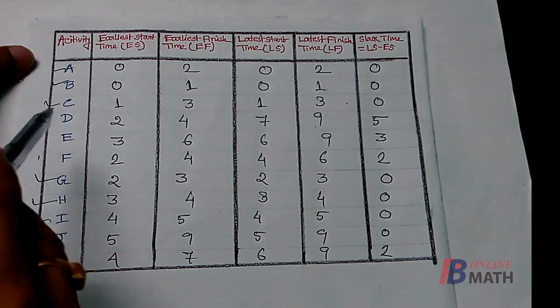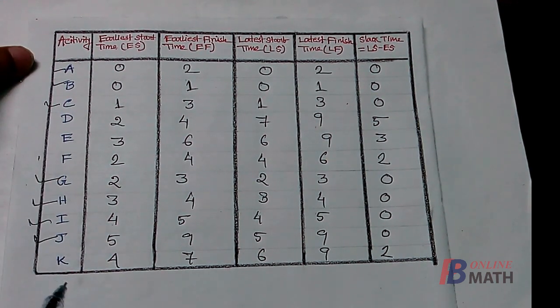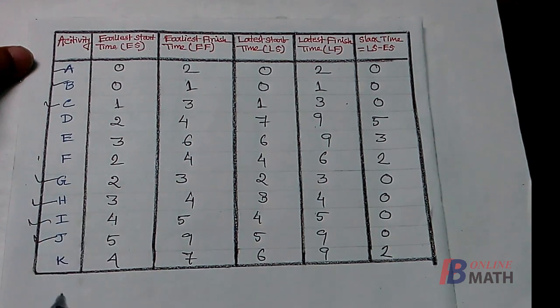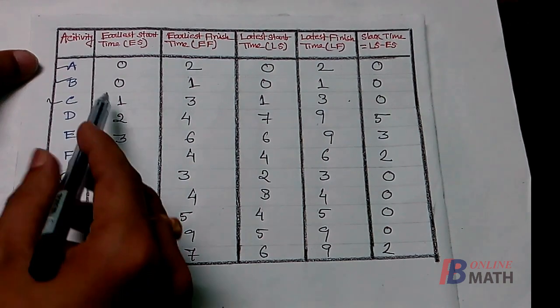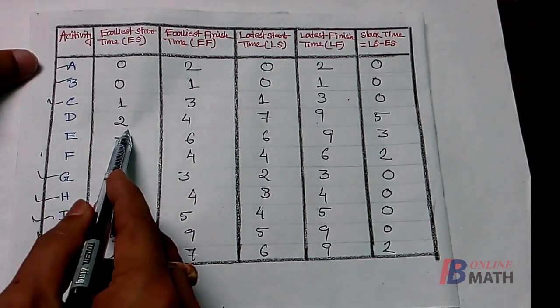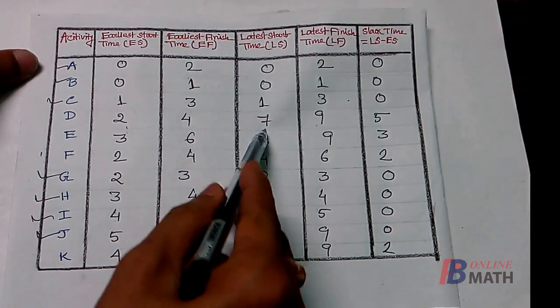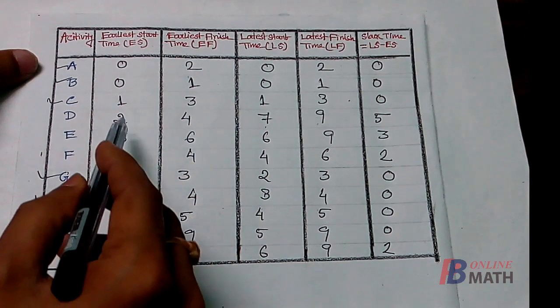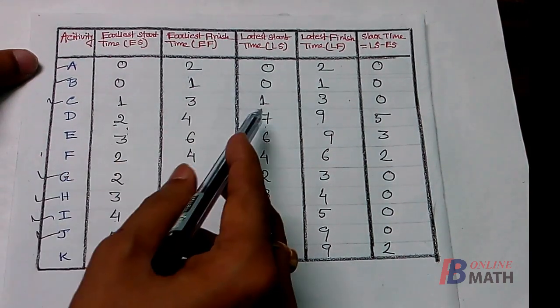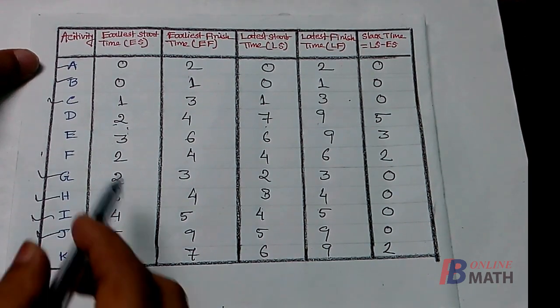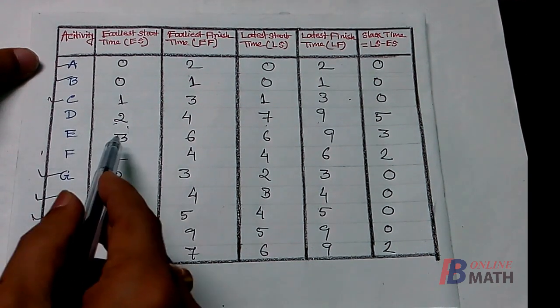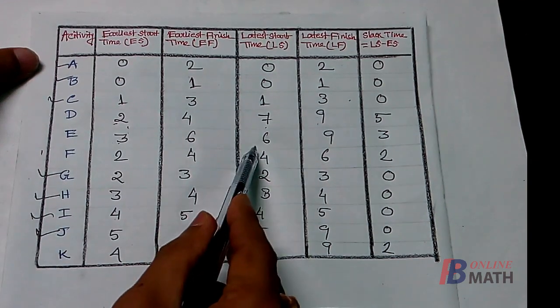But there are some activities D, E, F and K, where some specific delay can be bearable. As for example, consider the activity D. Here you see that earliest start time of the activity is 2 and the latest start time is 7. So we can start the activity D anywhere between 2 weeks and 7 weeks, such that we can complete the project within 9 weeks. Similarly, the activity E can be started anywhere between 3 weeks and 6 weeks.